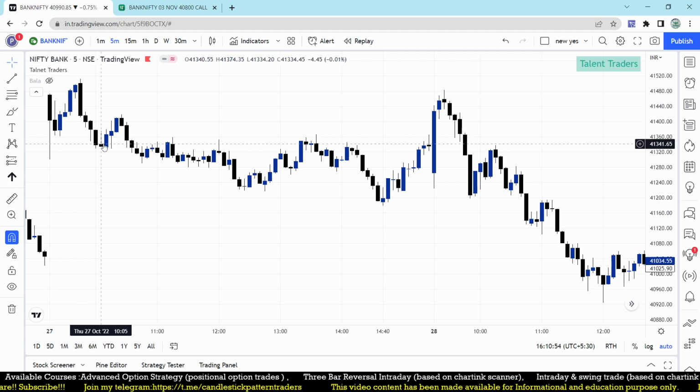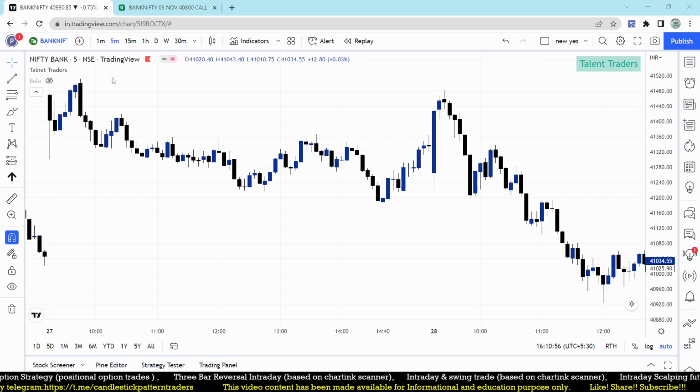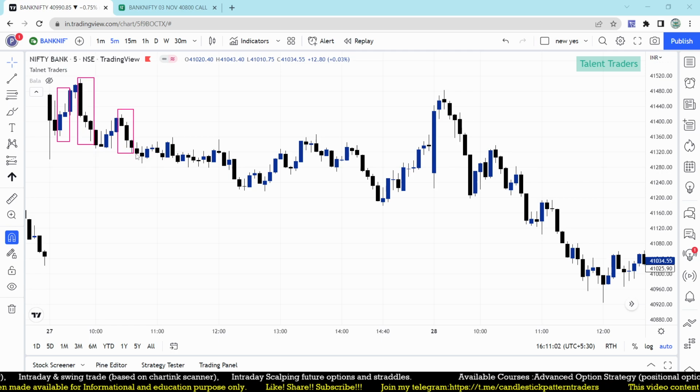Let me mark the levels. You can focus: this is the first signal, and the second one is forming a pattern, and the third one is forming the same pattern, and after that we find a fourth pattern here. So here we will try to make some minimum profit by using this kind of pattern.